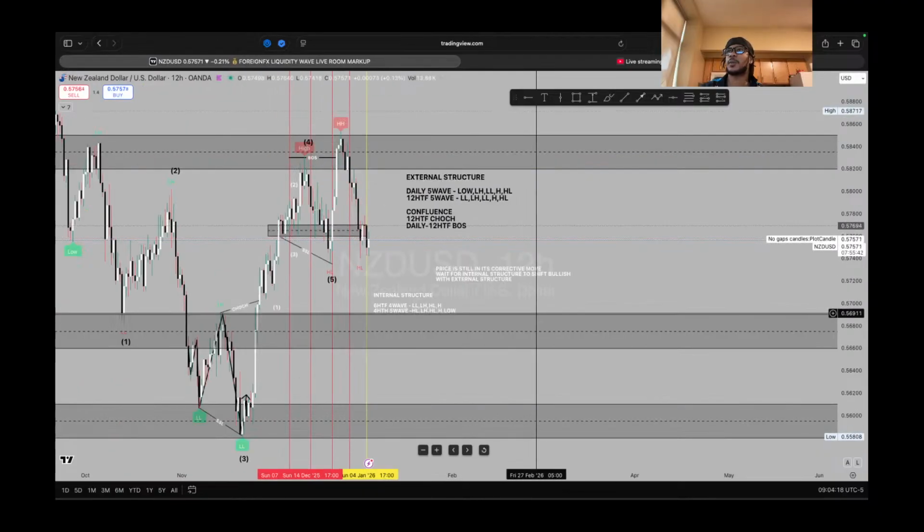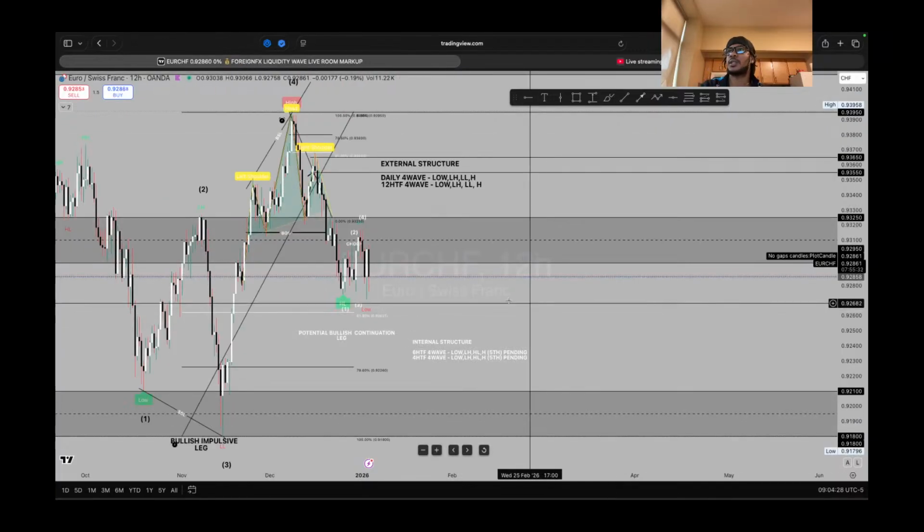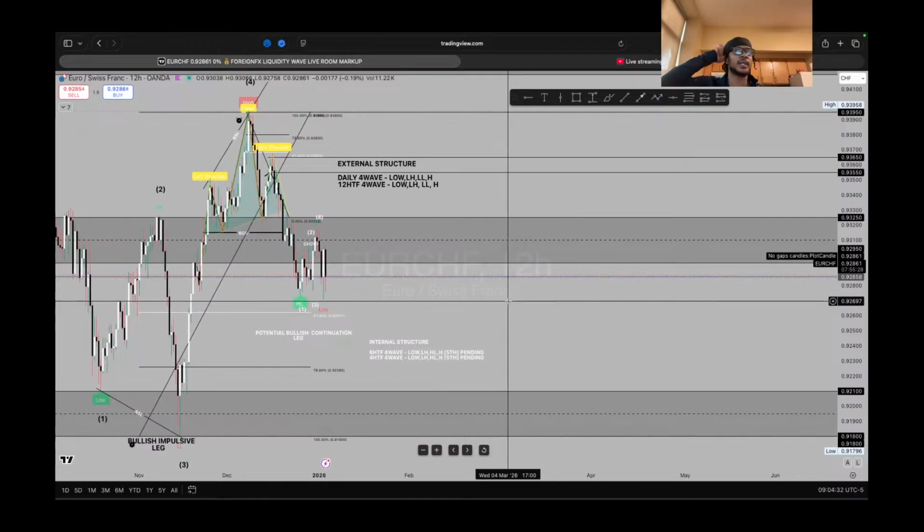And NZD USD, it is not aligned the way I want it to be aligned as of yet, so we're not looking at that. This one, which is Euro CHF, I'm looking at Euro CHF to get a trade in.